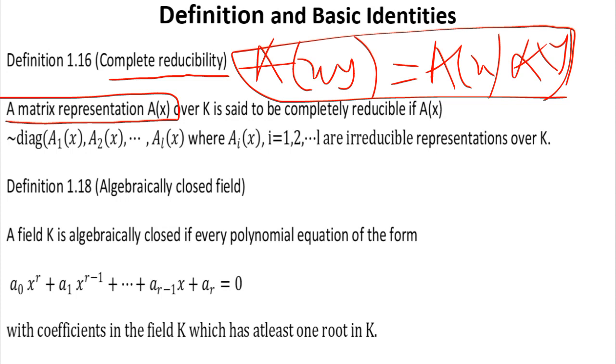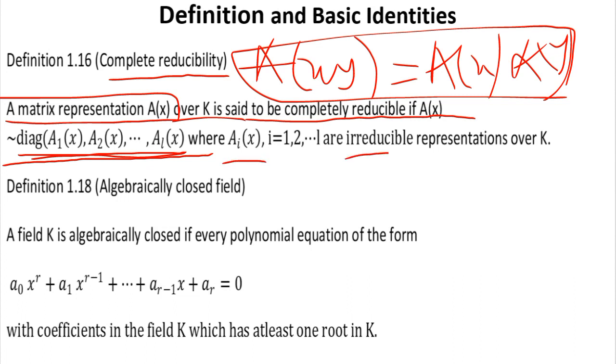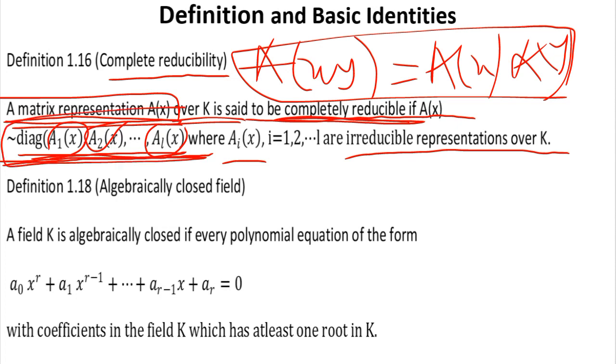So a matrix representation over K is said to be completely reducible if A(x) is equivalent to the diagonal of these listed matrices. They are sub-matrices, where the A_i(x) are irreducible representations of K. So you cannot break these small matrices down anymore. Then we say that this representation A(x) over K is completely reducible. So if you can write it to be equivalent to the diagonal of these matrices here, we say it is completely reducible. Okay.